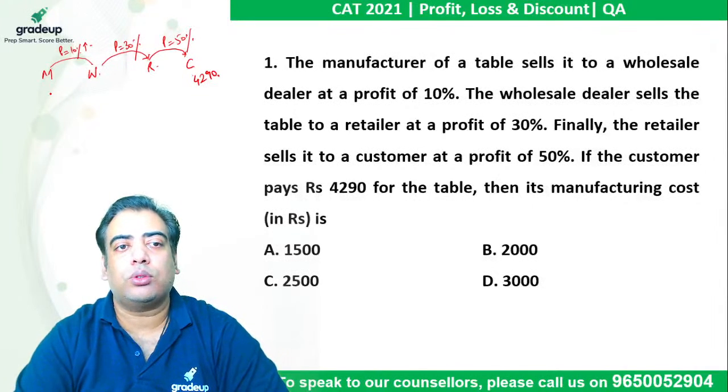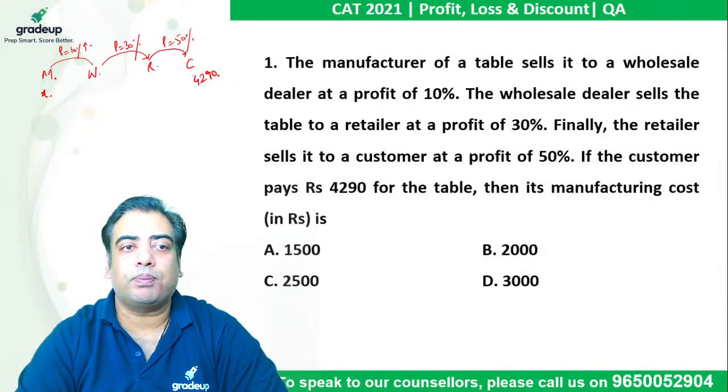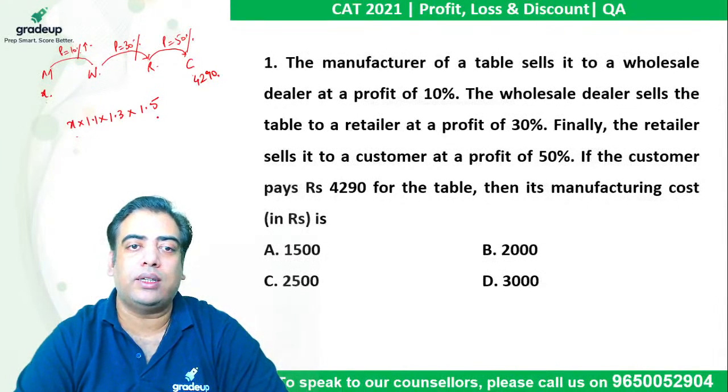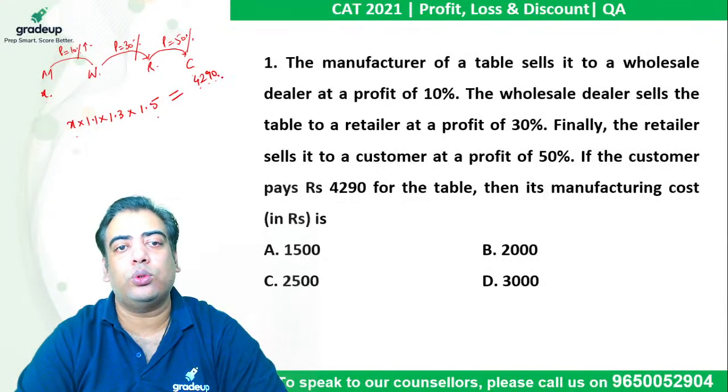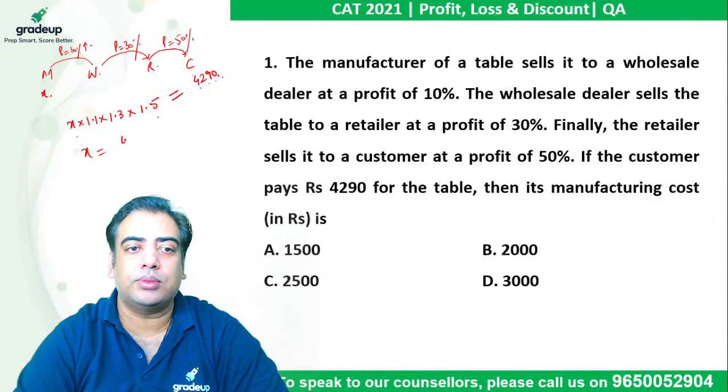In order to solve this question, we can assume manufacturing cost to be X. As there was a profit of 10% initially, the multiplying factor comes out to be 1.1. Then there was a profit of 30%, multiplying factor is 1.3. Then there is a profit of 50%, multiplying factor is 1.5. So this is the final selling price of the retailer, which is being sold at 4290. So we just need to solve this equation for the value of X, which comes out to be 4290 divided by 11 into 13 into 15.